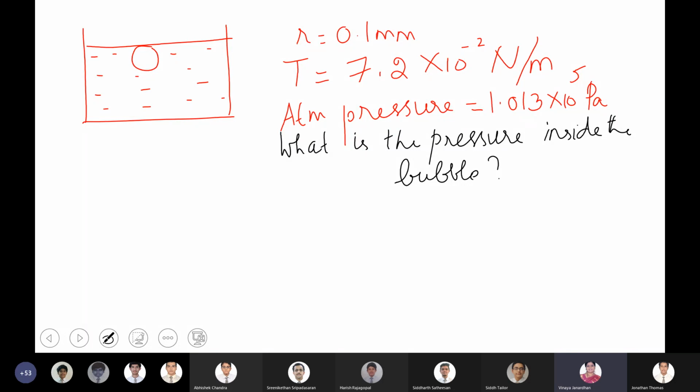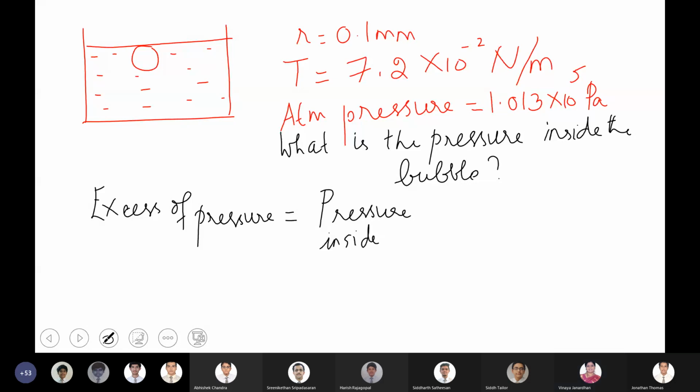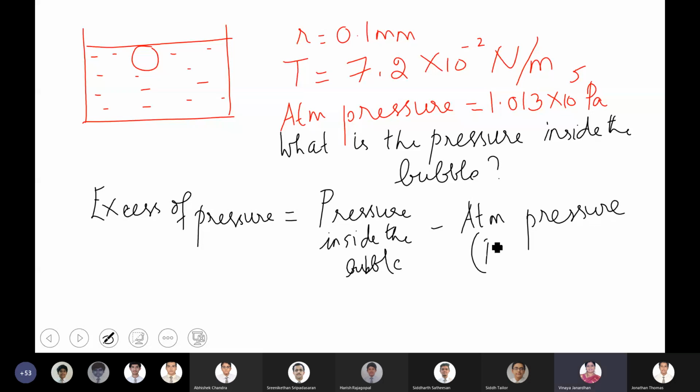Now the question is, what is the pressure inside the bubble? So what is the excess of pressure? What will be the general formula of excess of pressure? Excess of pressure will be pressure inside the bubble minus atmospheric pressure, because atmospheric pressure is the pressure outside the bubble.